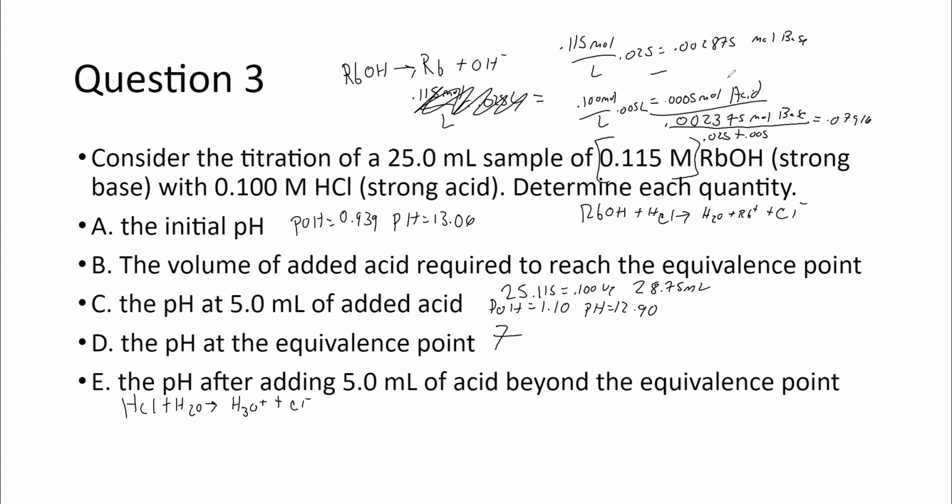So I just added 5 mL, and we already did that. So I have 0.0005 moles of acid. And I have to divide that by my volume. I started with 25 milliliters. It took me 28.75 milliliters to get to the equivalency point. Then I went 5 milliliters over that. So my concentration of H3O+, let me do that.